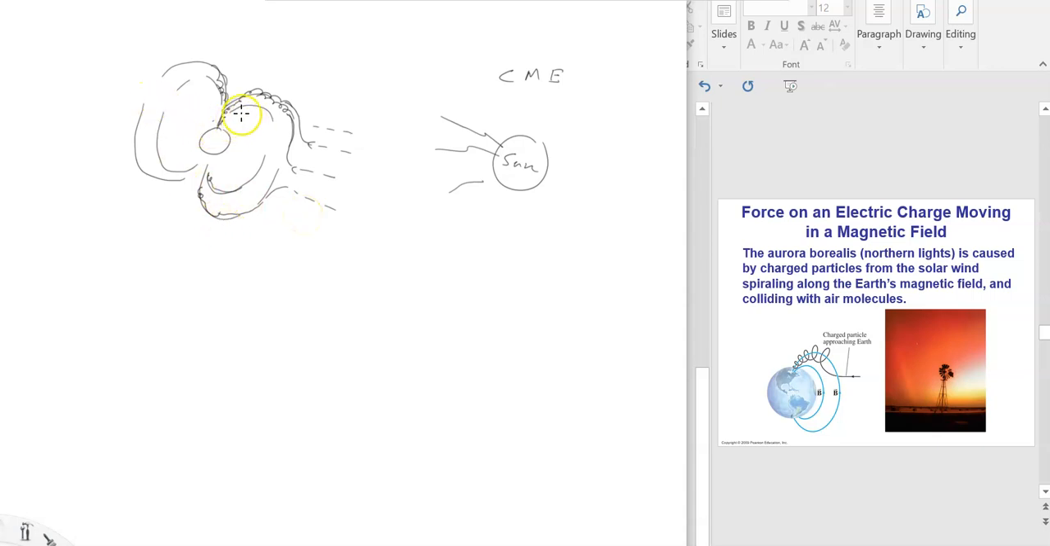When these charged particles collide with gas molecules in the upper atmosphere, oxygen, nitrogen, and all that, they can excite these molecules. These excitations emit light, and some of them produce visible light in different colors, red, green, blue, like that. That is what we see as northern lights or southern lights. It's a very beautiful natural thing.